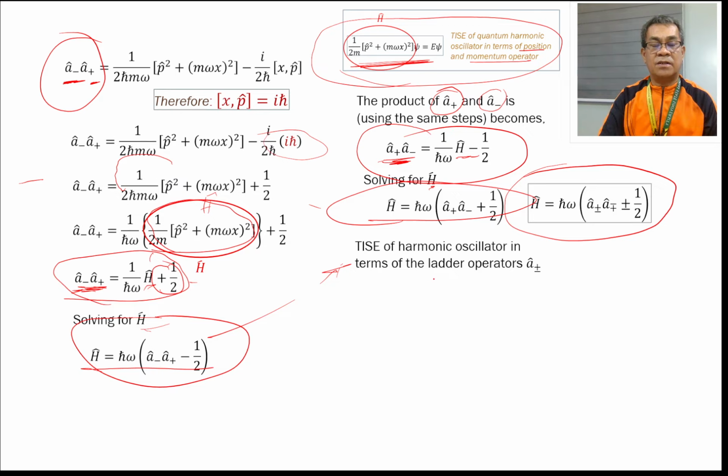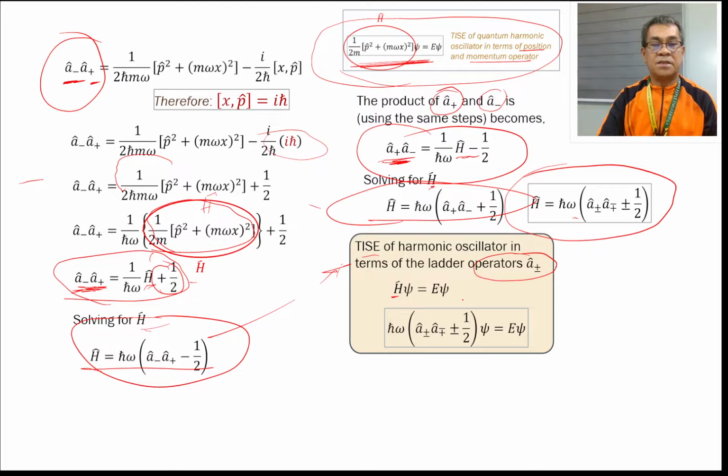This is now our final result, the Hamiltonian expressed in terms of the ladder operator. So take note that this is the Hamiltonian. Then replace that with this one. So therefore, this is the time-independent Schrodinger equation of the harmonic oscillator in terms of the ladder operator. Okay, so this is where we will solve for psi.